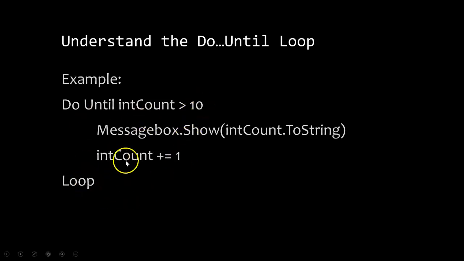Once I increment, I hit loop and come immediately back up. That's how this structure works. It asks the question again: is it greater than 10? We just added 1 to it, so now my count is 1. I keep going through as many times, in this case 10 times. As soon as my count becomes greater than 10, it falls out of the loop. It will not go back in and do it one more time. It immediately goes to the next line after the word loop. That's how a do until works. Does that make sense?